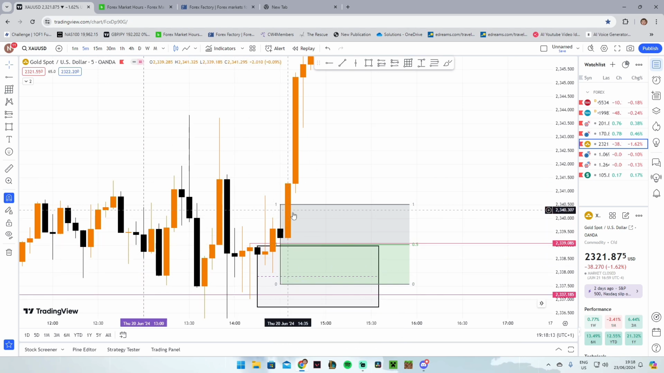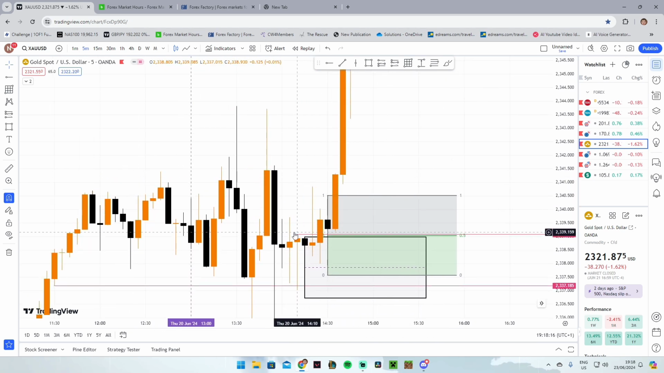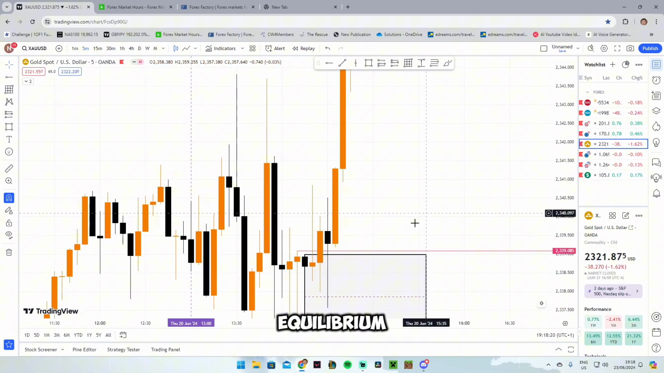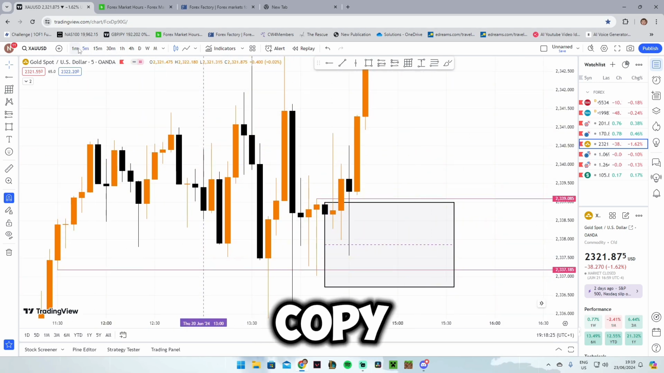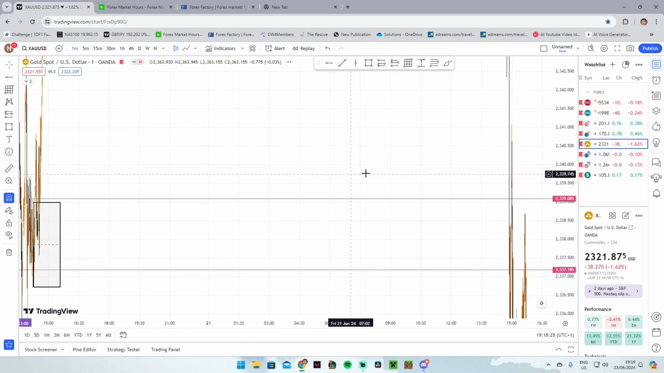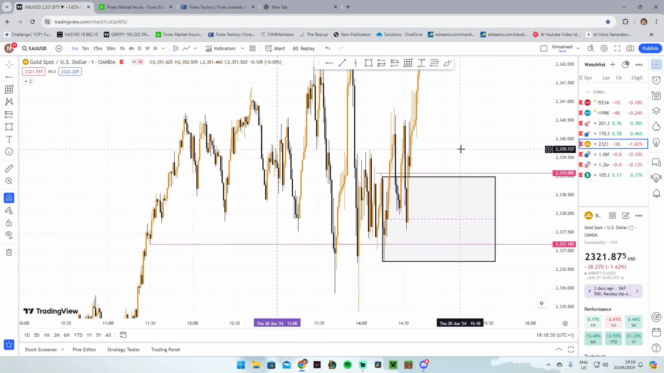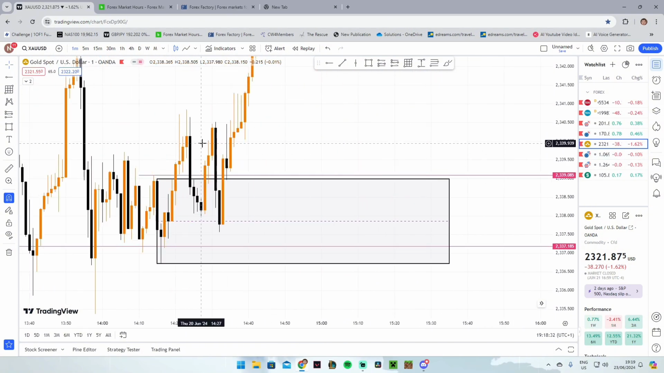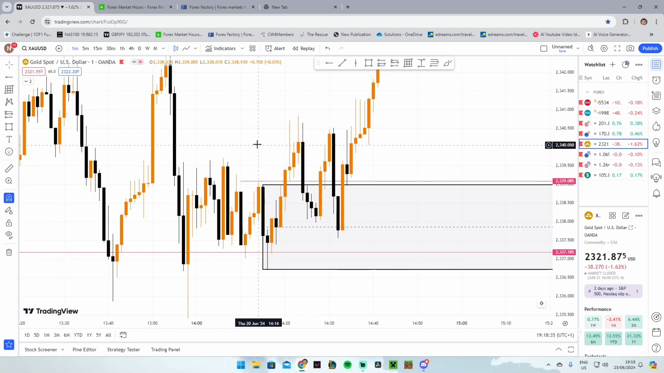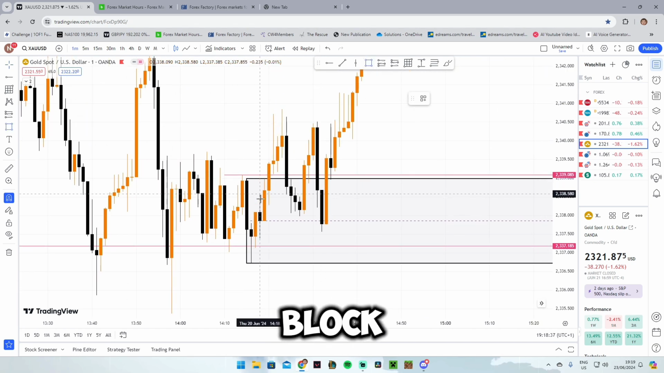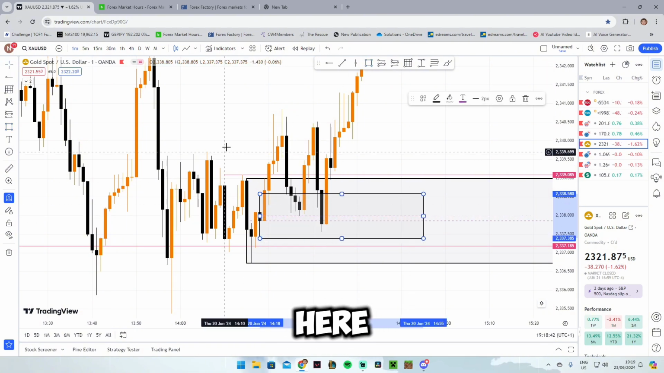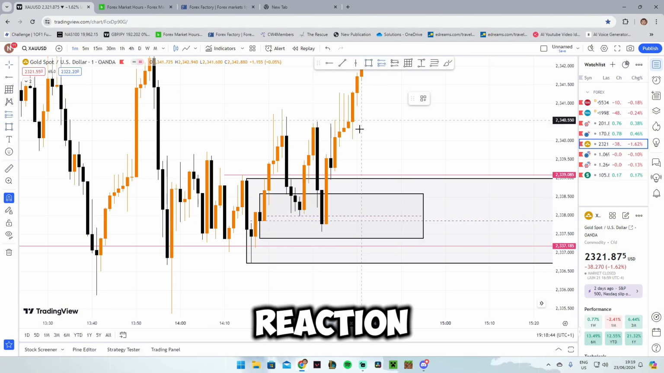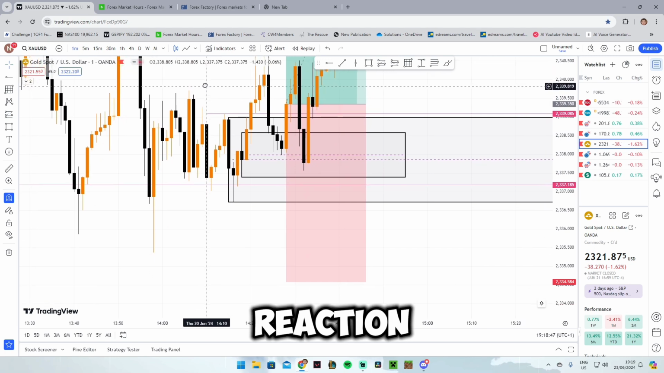We don't even need the equilibrium. This thing alone is good enough. Boom. Hop in a 1 minute. Anyways, order block right here. 1 minute order block right here. Taps into it. Look at the reaction. This is a good reaction.